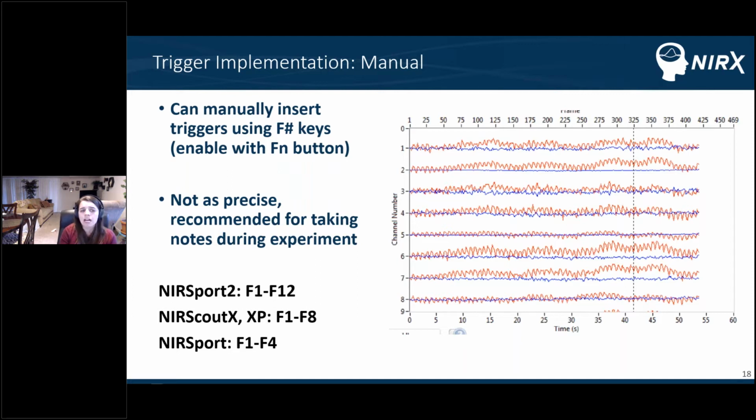For example, if you want to take a note that this is where the subject took a break, you hit the F1 key so that you know later in your analysis not to analyze that data. Another reason might be if you're doing a functional connectivity study and you just need to roughly know when the experiment started. But outside of these general examples, certainly when you're sending a lot of triggers and you need to know the precise timing, we don't recommend using manual triggers.